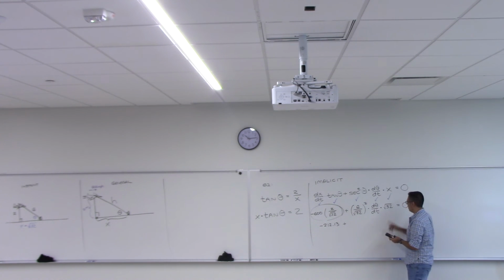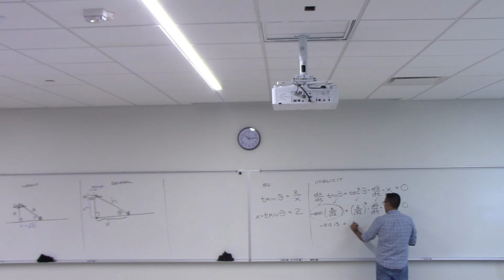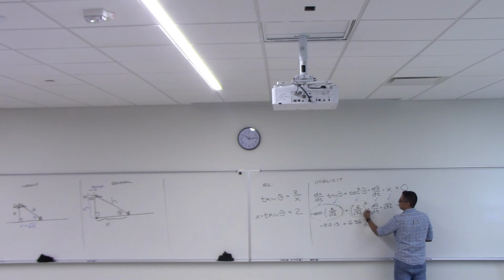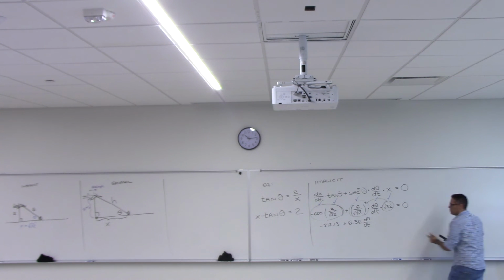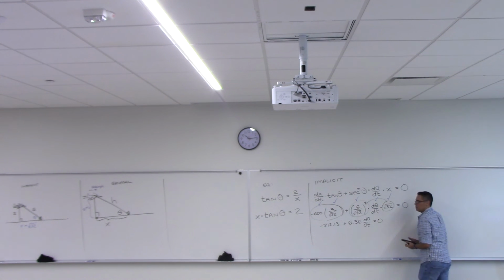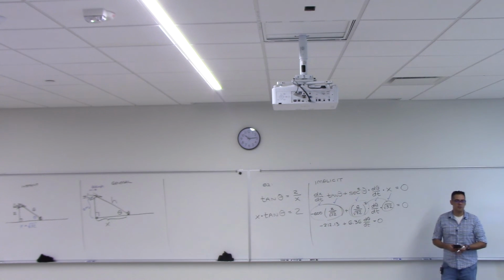Okay, I'm trusting that times that. Okay, this I'm getting, someone hopefully can confirm, 6.36 dθ/dt. So that was this together with that equals 0. Move this to this side and then divide by 6.36.